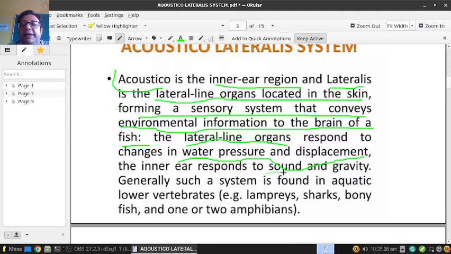And the inner ear responds to sound and gravity, and to changes in water pressure. The lower they go, the pressure increases, and they can understand the changes. So they understand the water very well. You can find this lateral line system in lampreys, sharks, bony fish, and 1 or 2 amphibians. It is found in lower vertebrates.